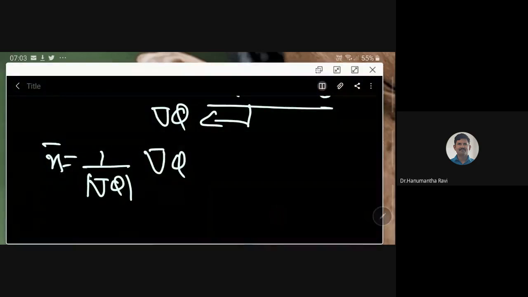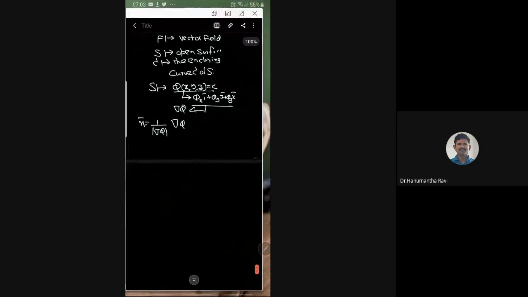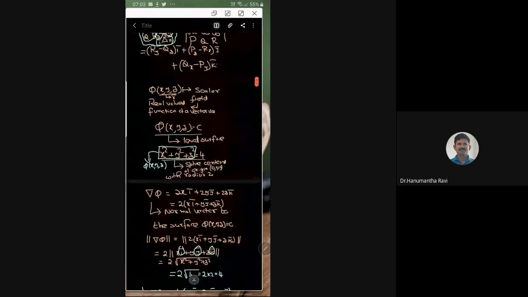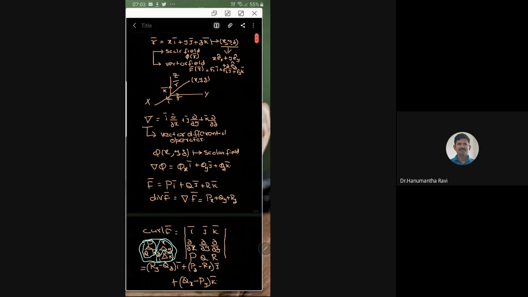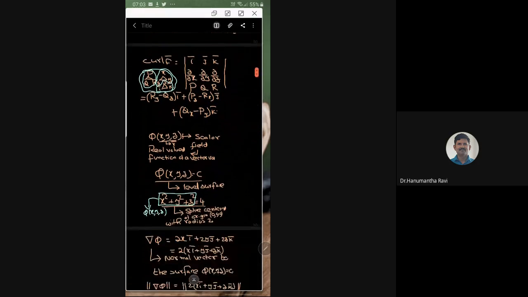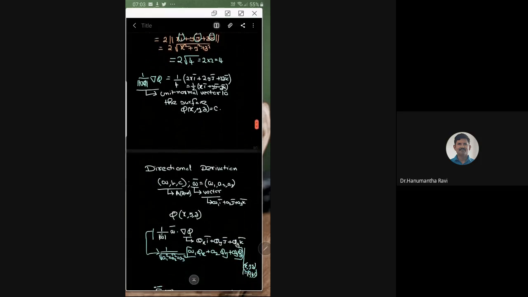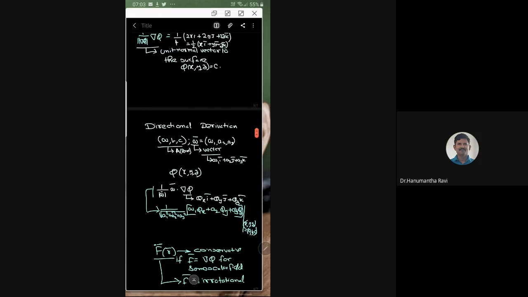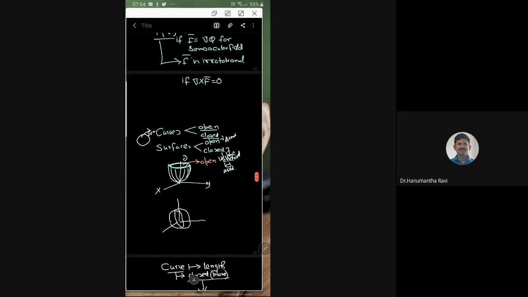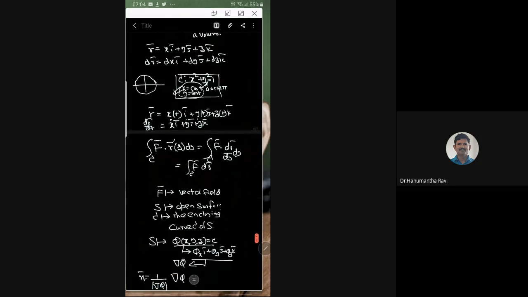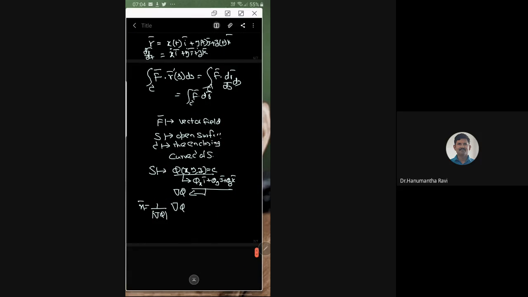So this is what we have seen so far. We quickly recalled the idea of the vector differential operator, then the idea of curves and surfaces, and the idea of directional derivative, and the main theorems of integral calculus, that is Green's theorem, Stokes theorem, and Gauss divergence theorem.